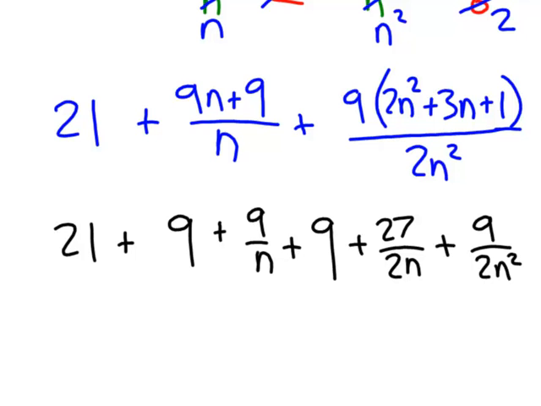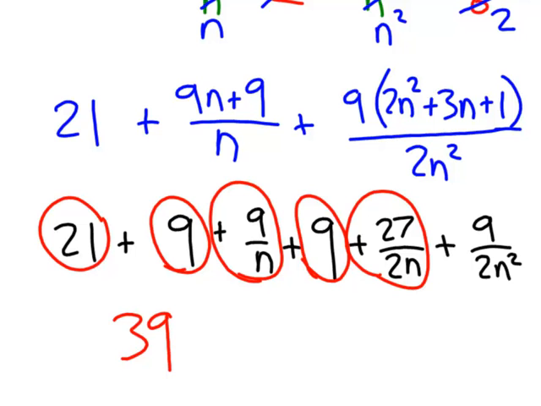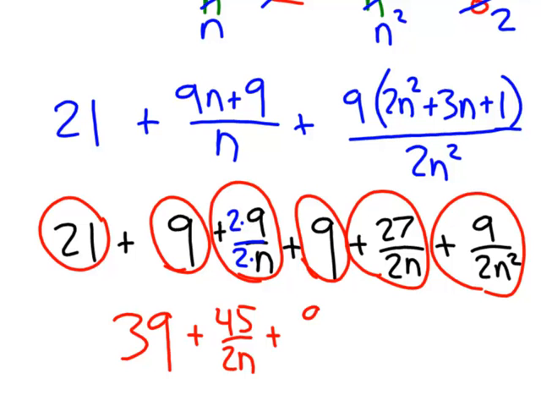Okay, let's combine our like terms. 21 plus 9 plus another 9. That would give us 39. Plus, I suppose I should be circling the plus signs as well. Plus 9 over n plus 27 over 2n. Be careful. To do a common denominator, if we're going to combine those, I really need to do 2 times 9 over 2 times n to get my common denominator. And that will give me 18 plus 27. That'll give me 45 over 2n. And finally, plus 9 over 2n squared.